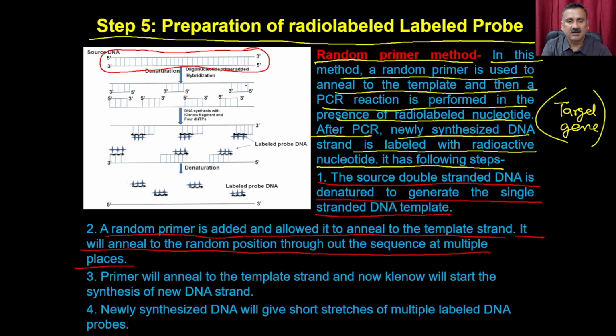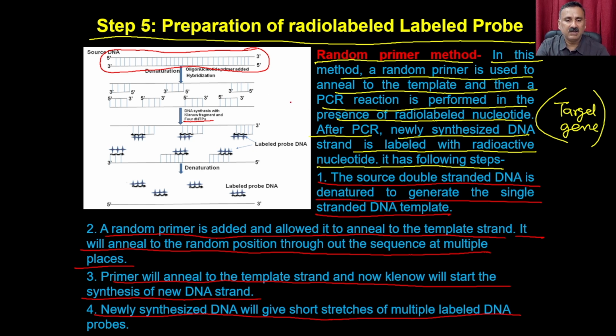So, this random primer is going to bind at multiple positions within the template, and then you do the reaction with the help of the Klenow fragment and the 4 nucleotides. When you add the 4 nucleotides, the primer anneals to the template strand, and now Klenow will start the synthesis of the new strand, and the newly synthesized DNA will give short stretches of multiple labeled DNA probes, right.